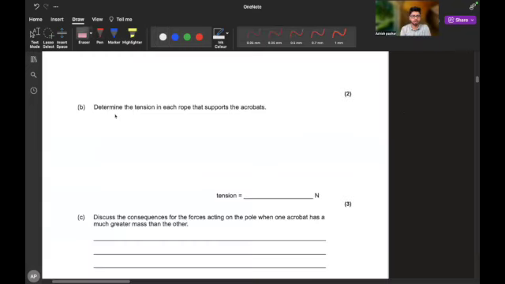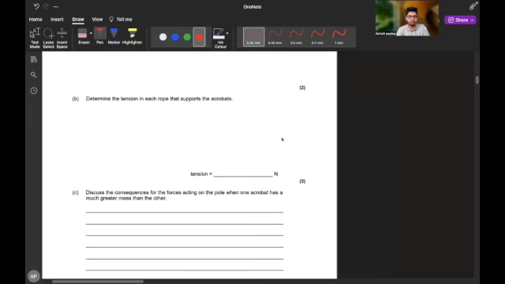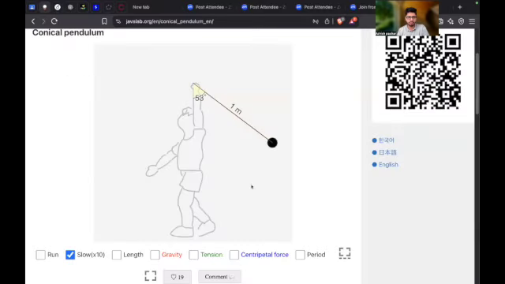The question: determine the tension in each of the ropes that support the acrobat. So we have to determine the tension force, how much the tension force is. For that, I first want to discuss the free body diagram. So let's look into that for a moment. There is a tension force holding the person so that the person is moving around. So there is a tension force in the string.